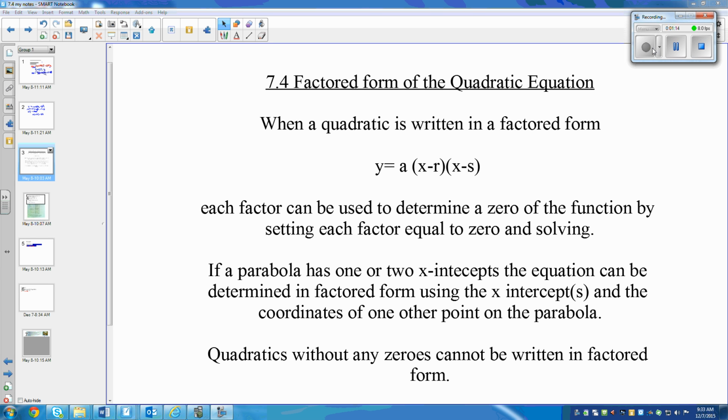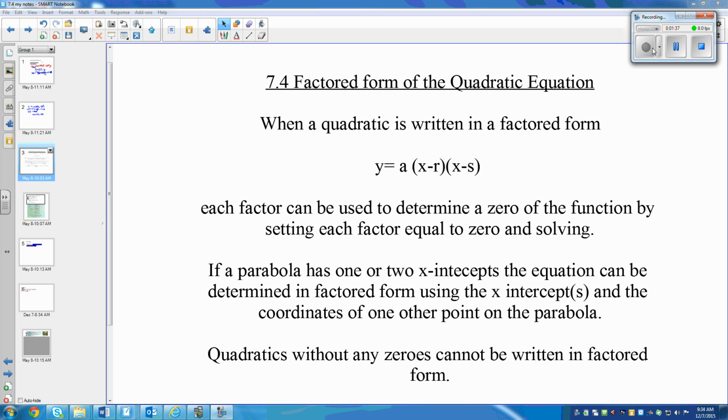Because if we set x minus r equals 0, we add the r to the other side, we get x equals r. That's our x-intercept. As well as x minus s equals 0, add the s to the other side, we get s as our x-intercept. Okay? So we can solve for the x-intercepts using this formula. If the parabola has two x-intercepts, it has two factored things.